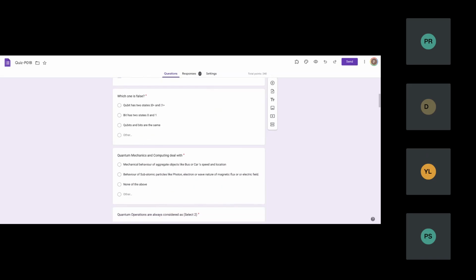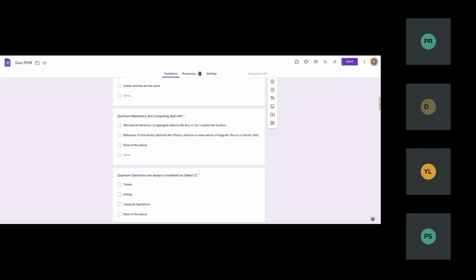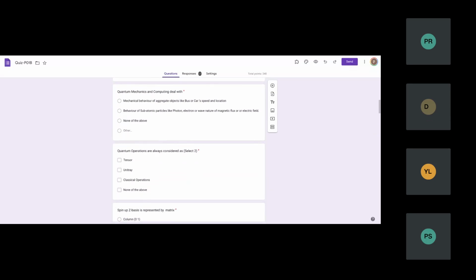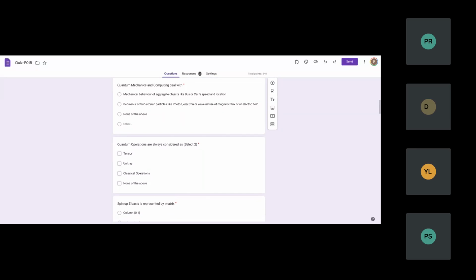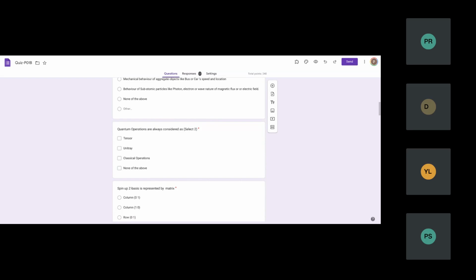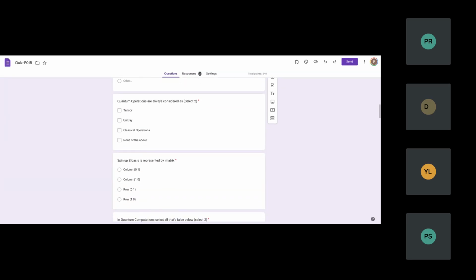Which one is false? The third item. Qubits and bits are the same. Yeah, that's the one which is false. Fourth one, quantum mechanics and computing deal with the second one, the behavior of subatomic particles like photons, electrons, wave nature, and electromagnetic fields.